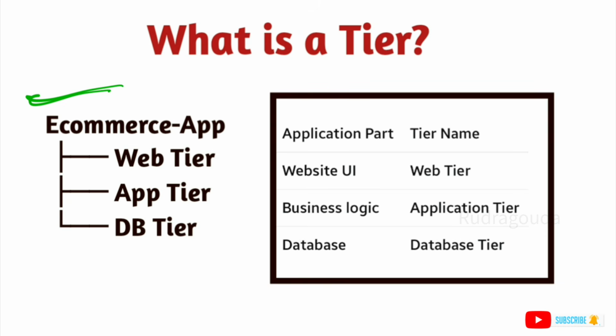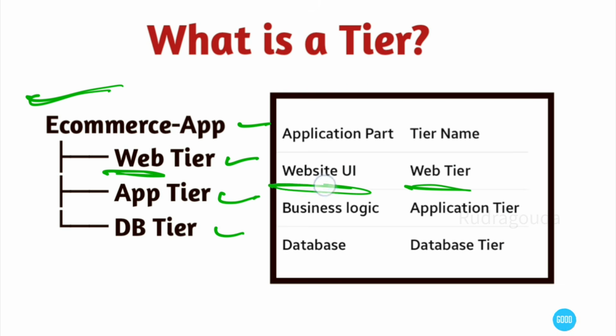For example, suppose you are using an e-commerce app. In that, at the back end, there should be a web tier, app tier, and DB tier. What will the web tier do? It will do the website UI. Like if you are opening that particular website on your laptop, that should be a web tier. That is managed at the back end by 5 servers. So all 5 servers go to the web tier.